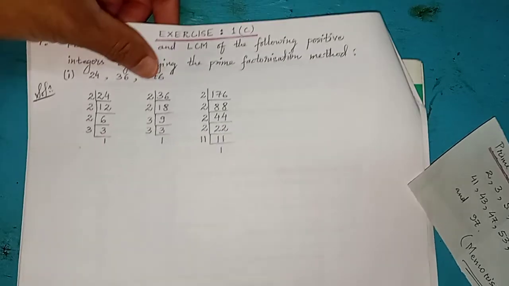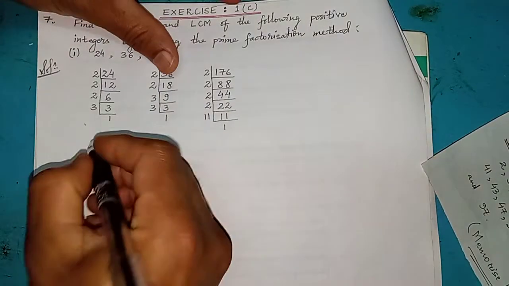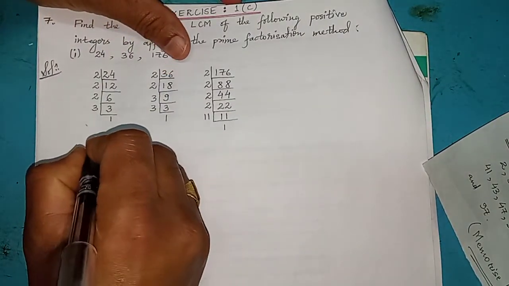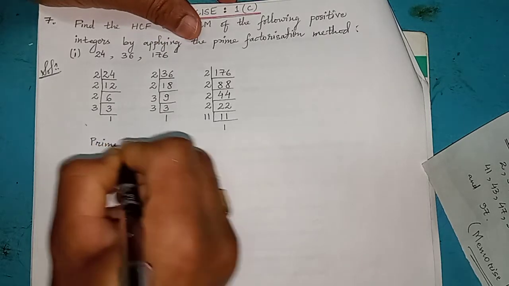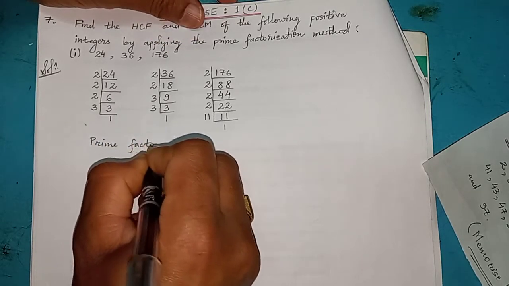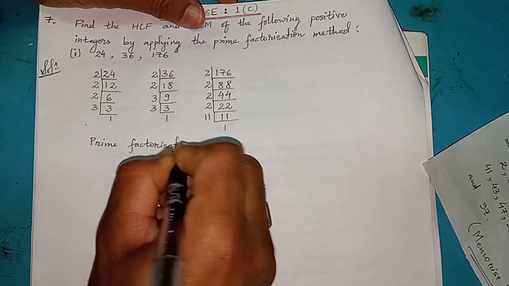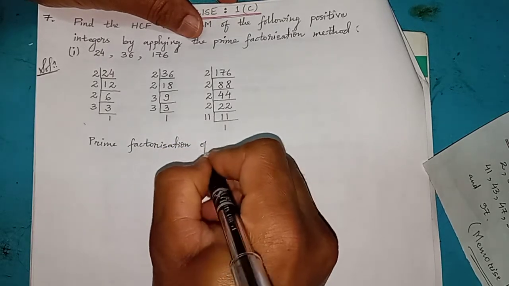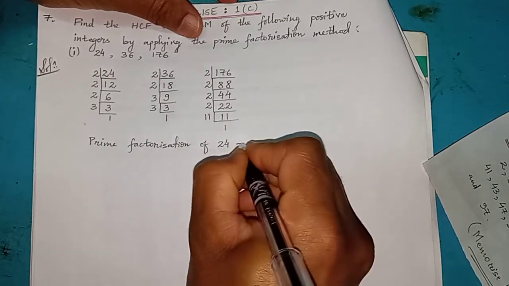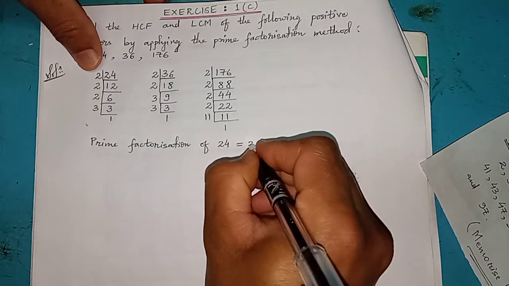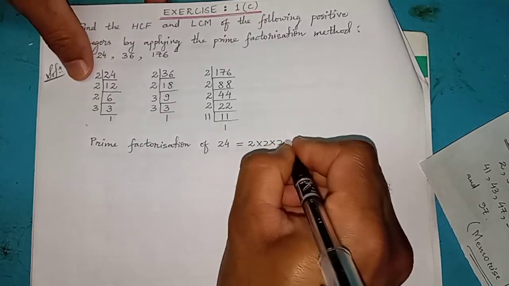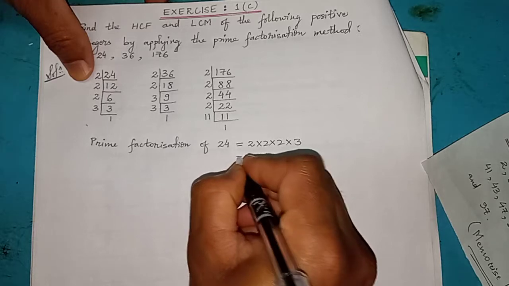Now we will try to find the HCF and LCM. We'll see how to find it. First of all, we'll write the prime factorization of 24. So let's try the prime factorization of 24. For 24 we got 2 into 2 into 2 into 3, and this we write in power notation.